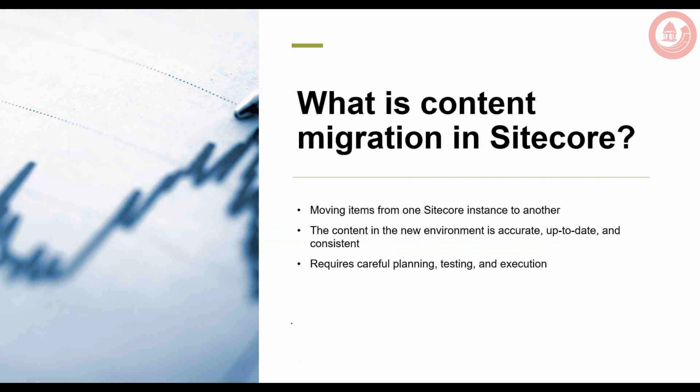But when we talk about data migration in Sitecore, we don't call it data, we call it content. And to store all this content, we are actually using the item. So content migration in Sitecore refers to the process of moving items from one Sitecore instance to another. The goal of content migration is to ensure that the content in the new environment is accurate, up to date, and consistent with the data in the previous environment.